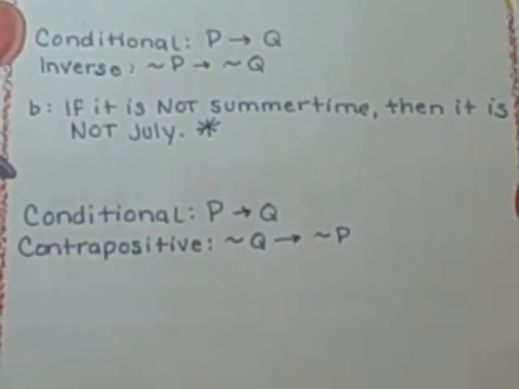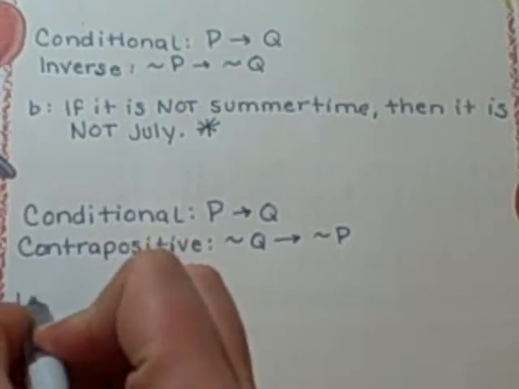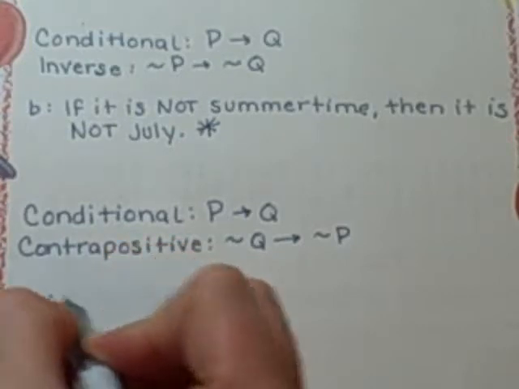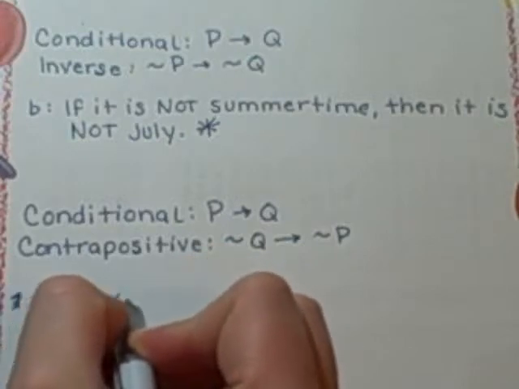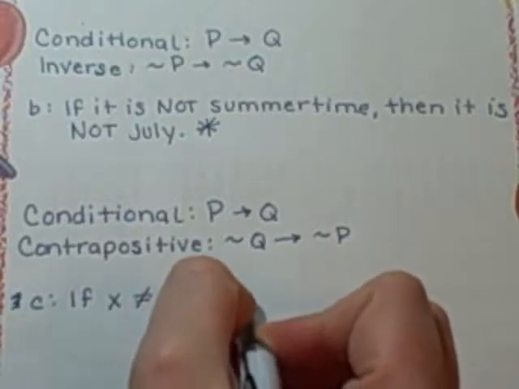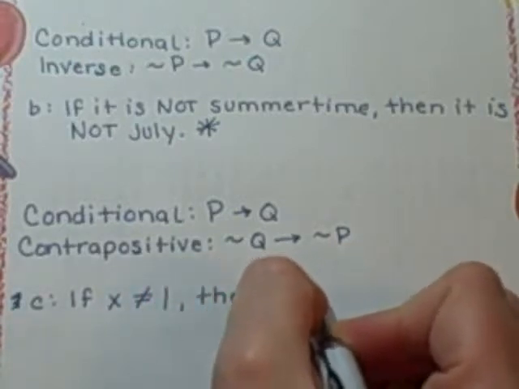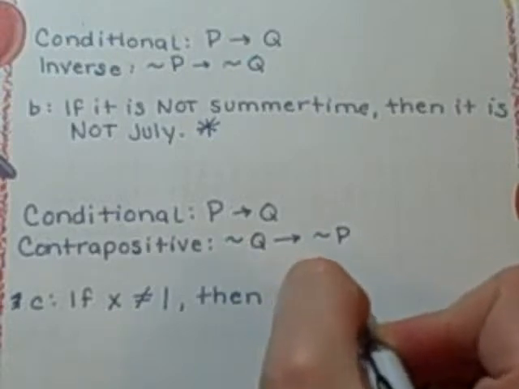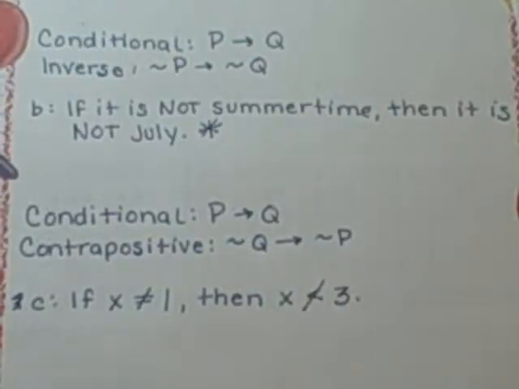Okay? So right now the statement says if x is less than 3, then x is equal to 1. Here's what the contrapositive would look like. This is for letter C. I would say if x is not equal to 1, then x is not less than 3. You could actually even say this. Instead of saying x is not less than 3, you could say x is greater than 3, because that's the only way you could be not less than 3.